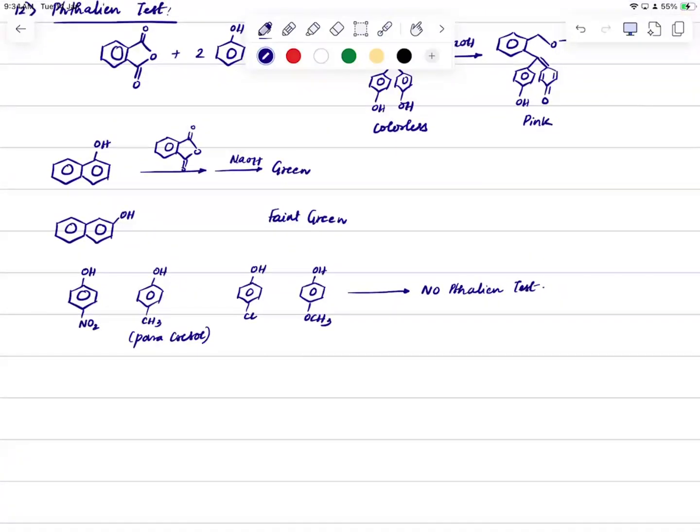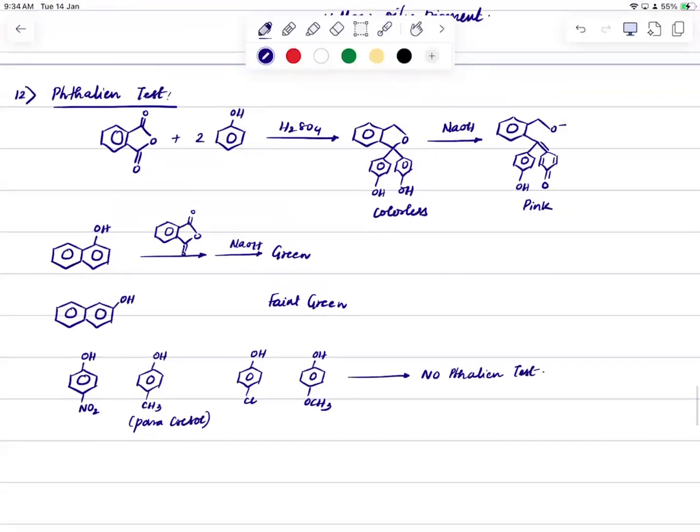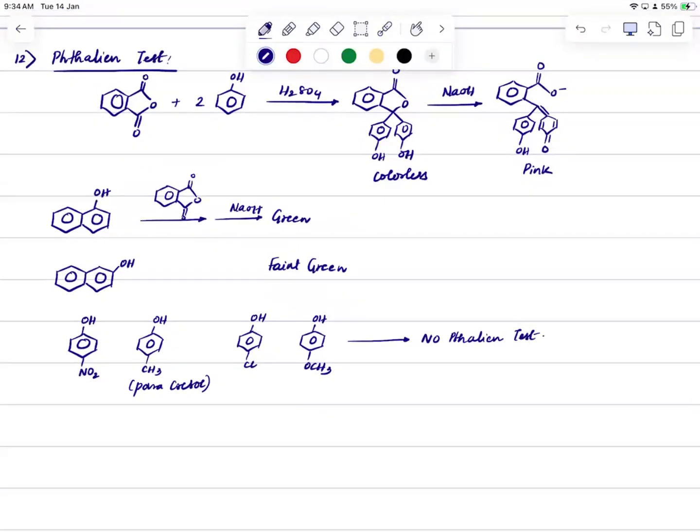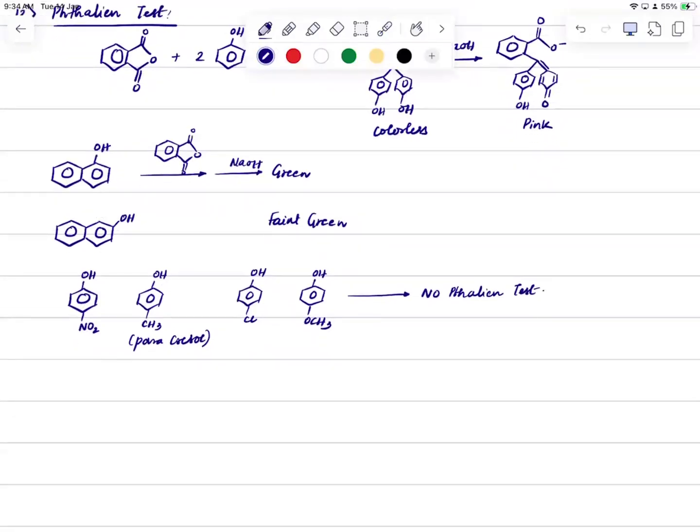Okay, Virat, I got it. You're referring to this one, right? So remember, in this case, no Phthalein test. Now, paracresol has been asked many, many times. You must have seen in a lot of PYQs, where they have mentioned, which of the following does not give Phthalein test. Got it? So note that this is what you are referring to.